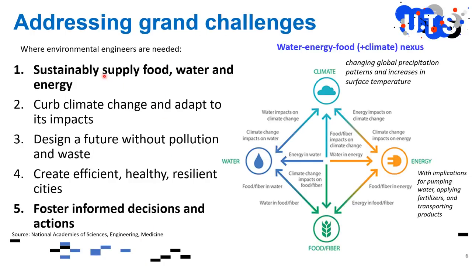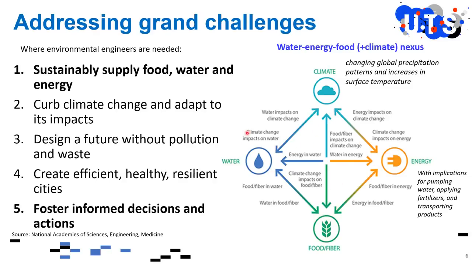The first one is to sustainably supply food, water, and energy. As you can see from here, food, water, and energy are quite interlinked with each other. And if you look at this example, we can add climate here as another nexus. So we can have the water, energy, food plus climate nexus, because each of them is actually affecting each other.